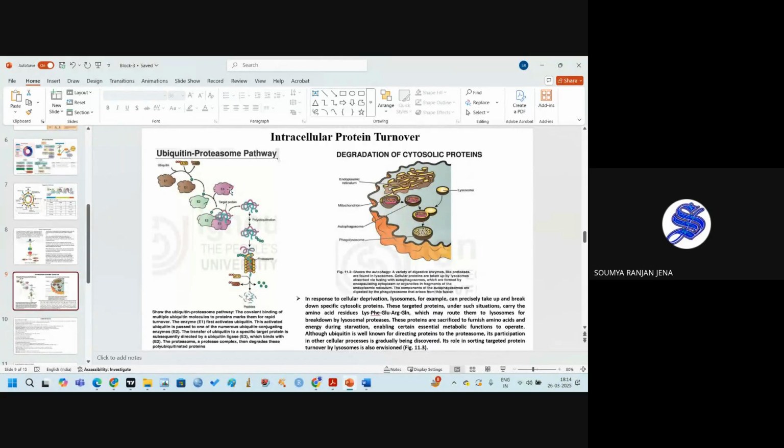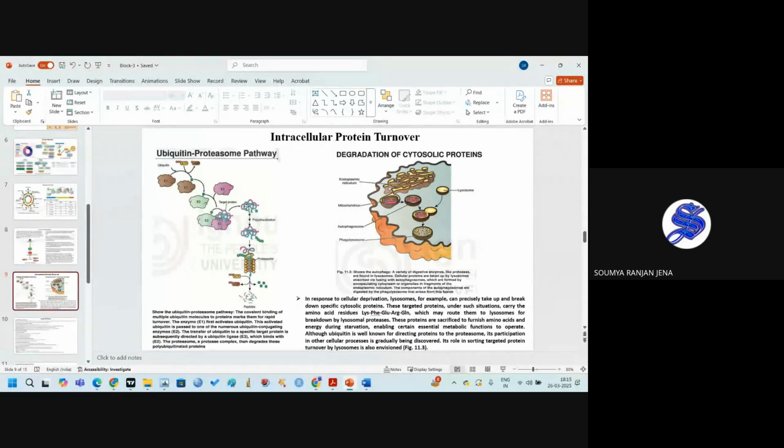This will help bind the E2 ubiquitin to the target protein. If we see the structure, this green one is ubiquitin, and this is the E2 ubiquitin enzyme complex, which will bind to the target protein with the help of this E3 enzyme. This E3 enzyme is called a ligase. Ligase means it will ligate the ubiquitin tag to the target protein.